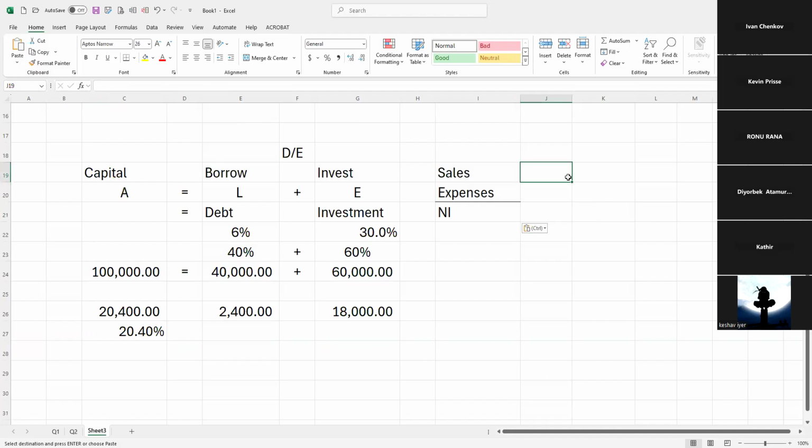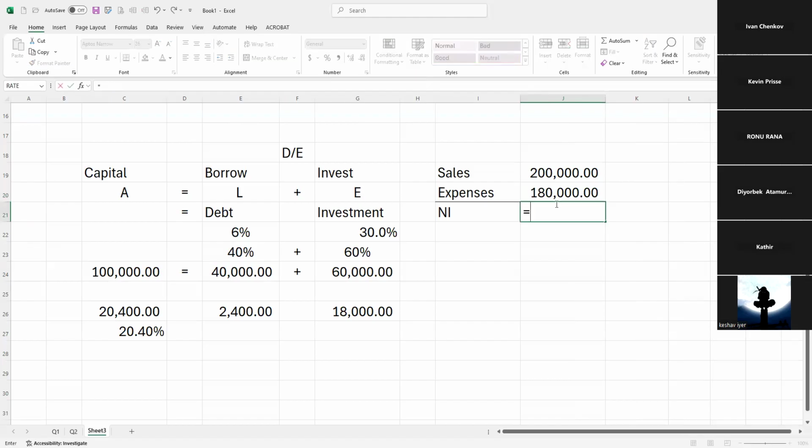So if my sales from the period, from the $100,000 that I'm generating or just manage to borrow and getting somebody to invest, now this is my capital. The capital turned out to give me $200,000 in sales. My expenses are, let's say, $180,000. How much is my income? $20,000.